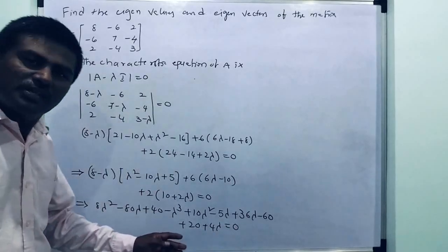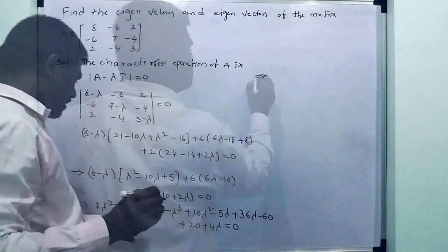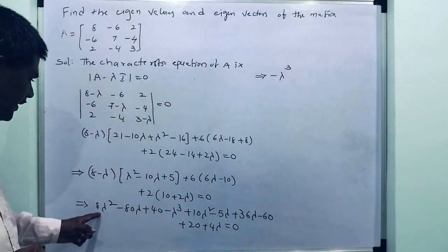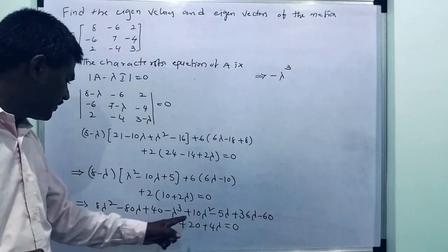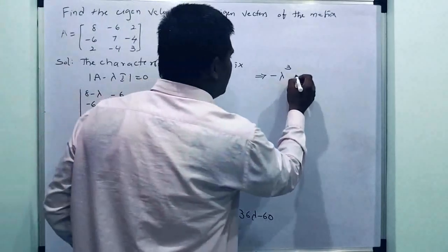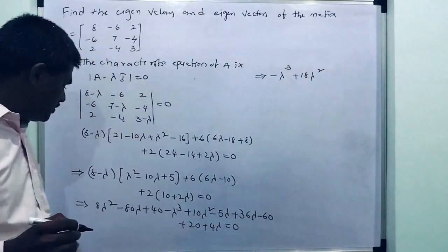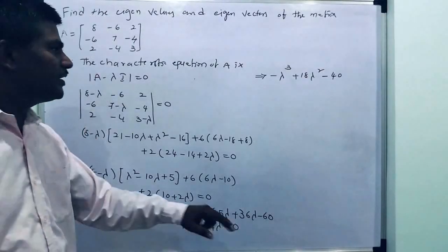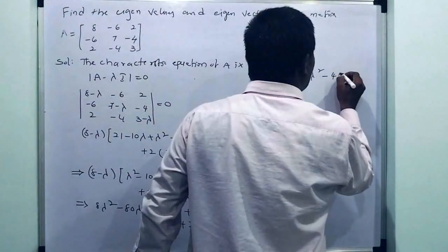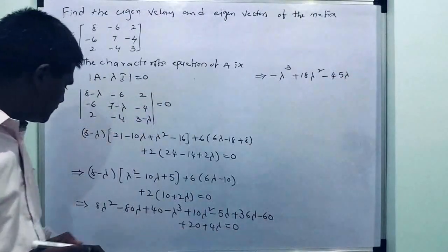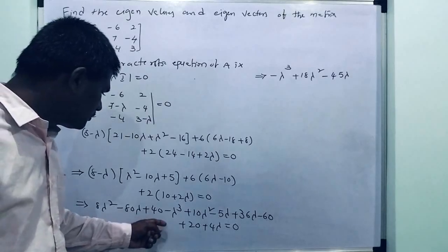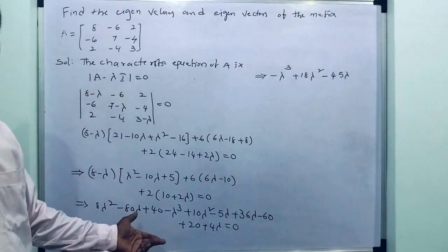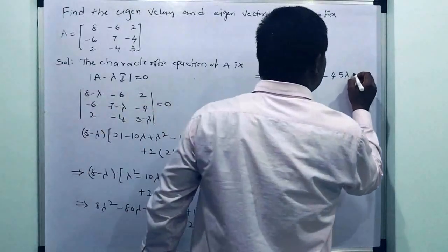Let us simplify with higher powers. That implies −λ³, and how many λ squares are there? 8λ², 10λ², that is 18λ². And coming to λs: −85λ plus 40λ, which is −45λ. And constants: plus 40, plus 20, that is 60, minus 60 cancelled out. So it becomes 0.